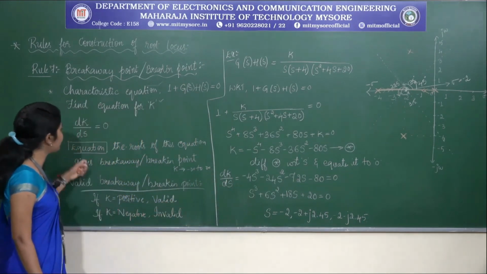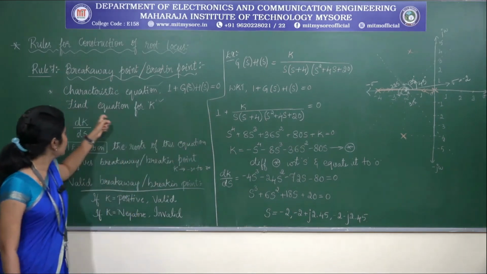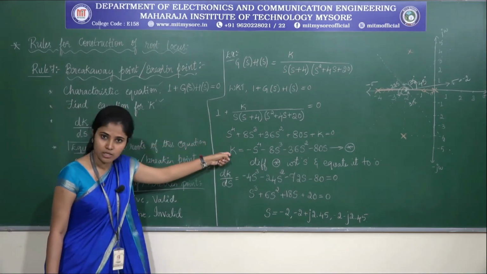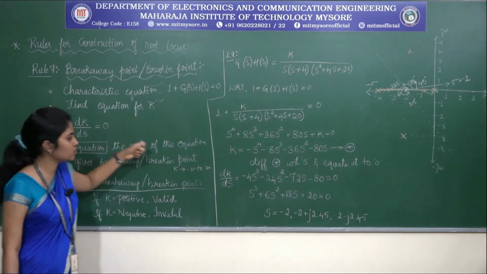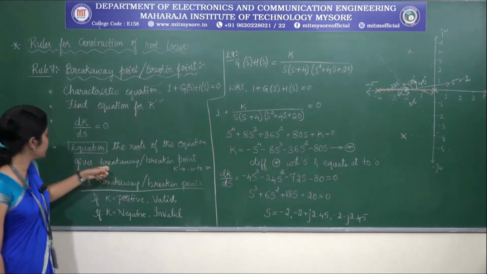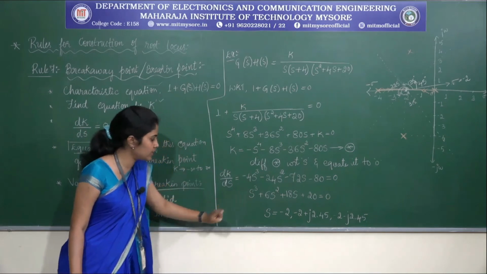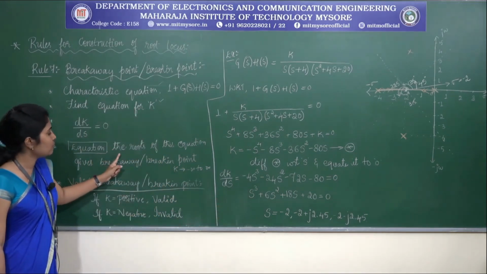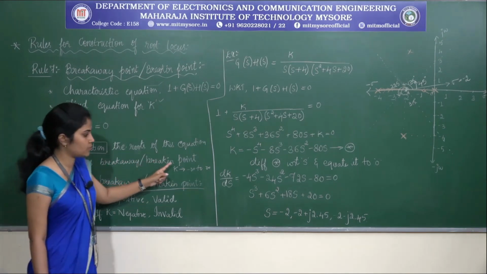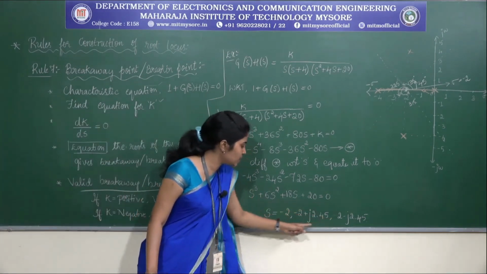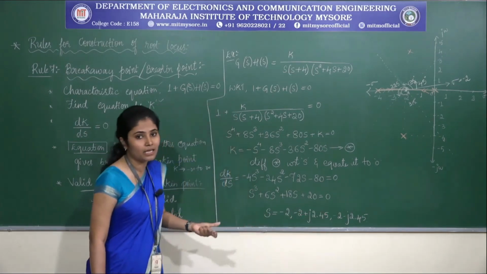So until where have I completed? The characteristic equation we found out. The equation for k in terms of s is also done. Differentiate the equation of k with respect to s and equate it to 0, that is also done. Then you get the equation. We got this equation after differentiating and equating it to 0. Then the roots of this equation give us the breakaway and break-in points. So these are nothing but the roots of this equation. Therefore these are nothing but the breakaway points.